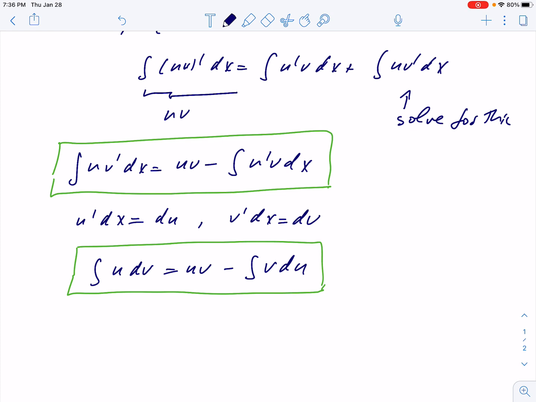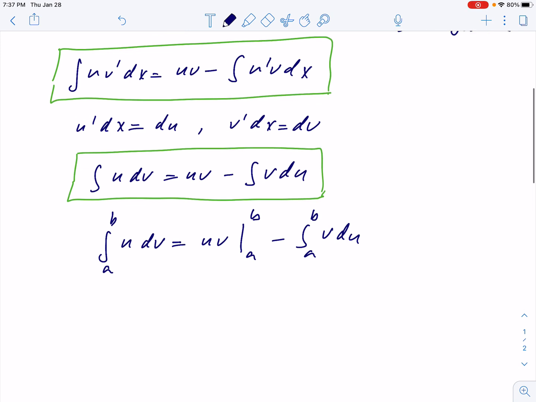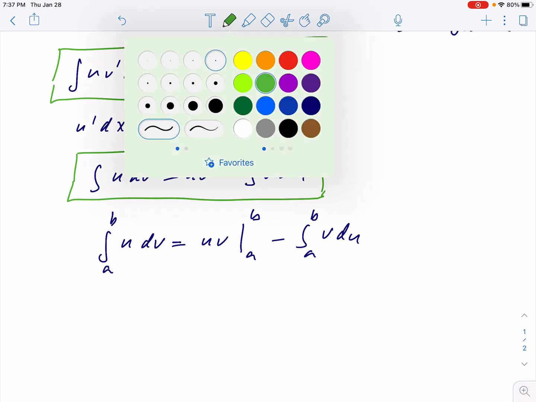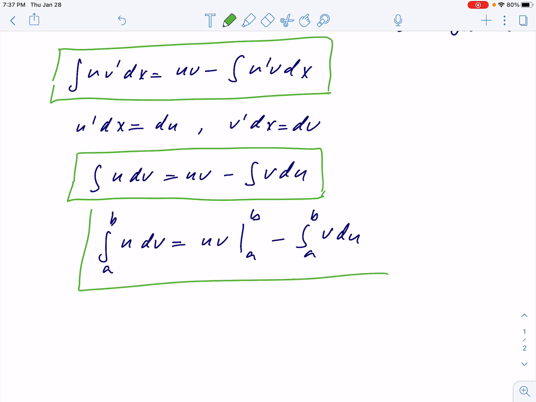Now, this is about integral without limits. What if we have limits? If we have limits, the formula looks this way. Let's say integral from a to b, u dv, this will be uv. This part is already integrated. We have to evaluate between a and b. And now we finish with this. So that's how it looks like when we use limits. Another green box. Here we go.